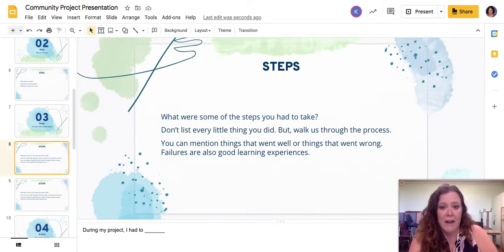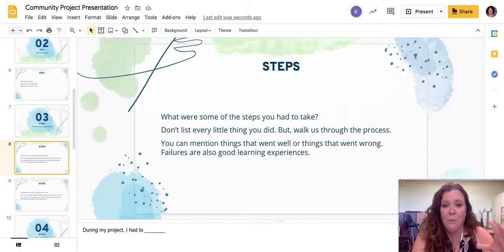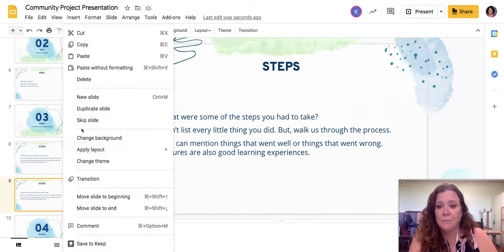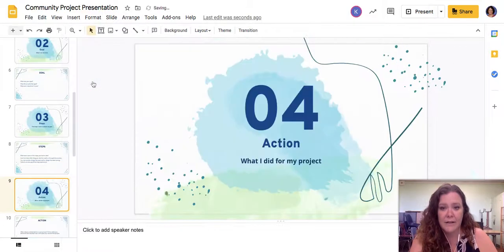So maybe I start writing on 8, I run out of room, so I start writing on slide 9. You never want to fill your screen up with so much information that your audience is getting lost in all of the words. You want to try to keep it short. It's better to split it up than it is to put too much info on one screen. Let's say I decide I don't need that extra slide. I click on the one I don't need and I click delete.